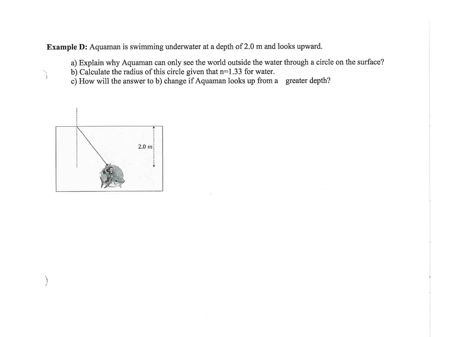So let's look at this question of Aquaman. Okay, sorry. All right, quick example. Aquaman is swimming underwater at a depth of 2 meters and looks upward. Explain why Aquaman can only see the world outside the water through a circle on the surface. Calculate the radius of the circle. And how will the answer change if he looks up from a deeper depth?